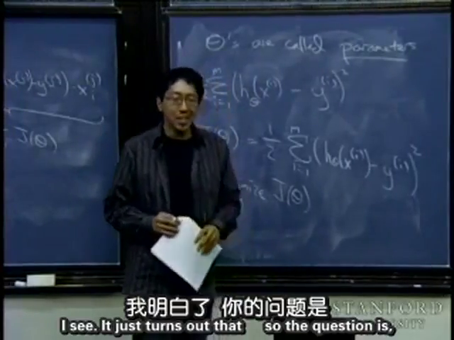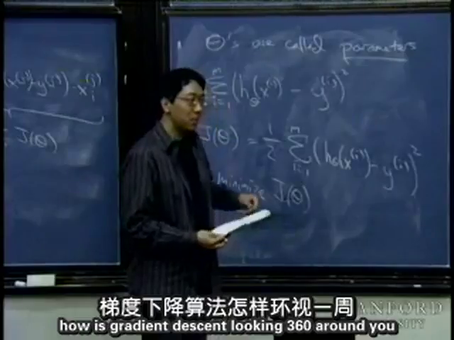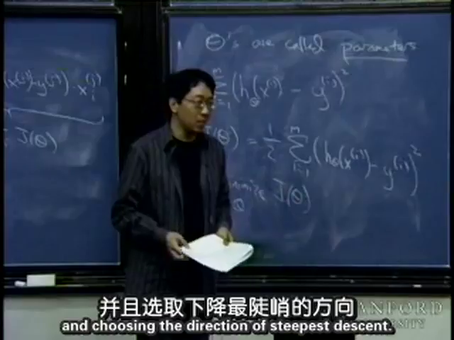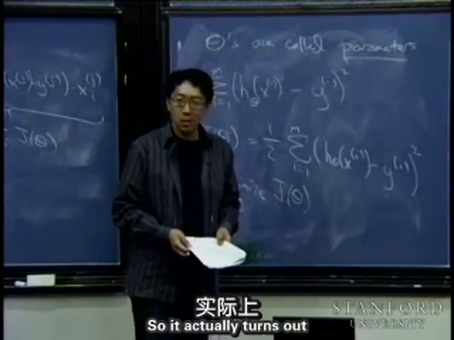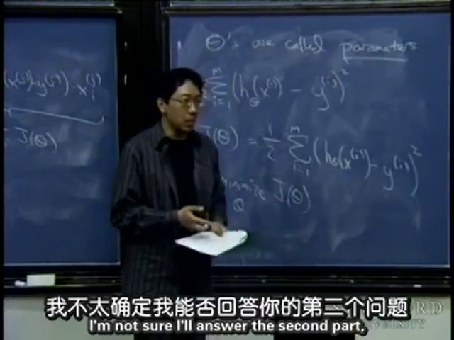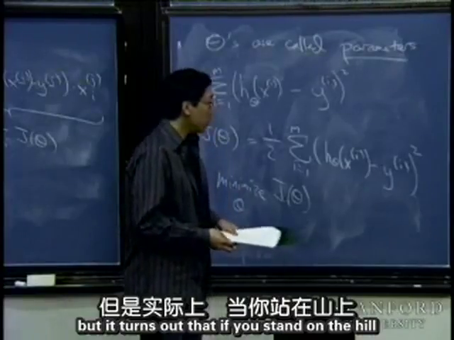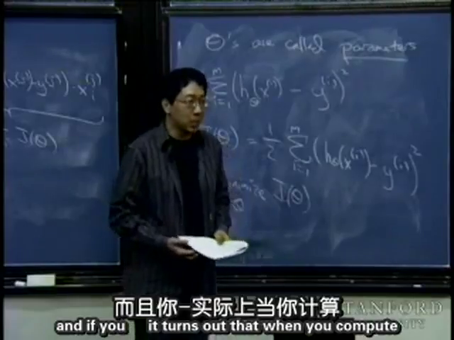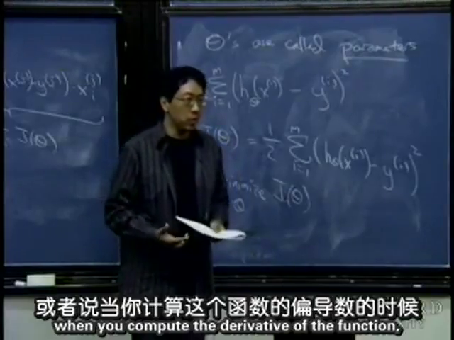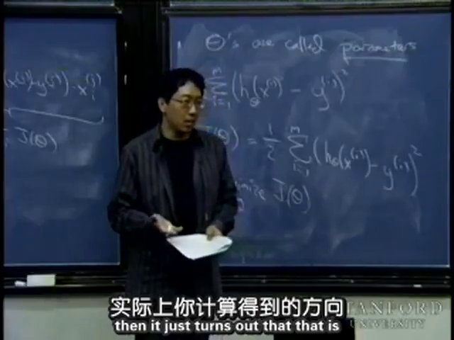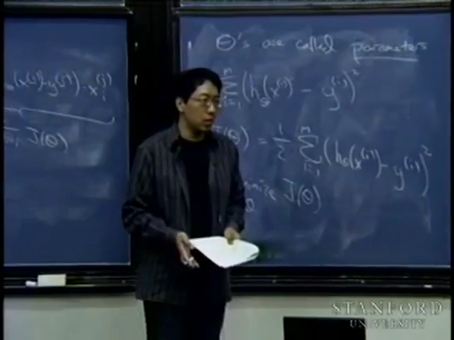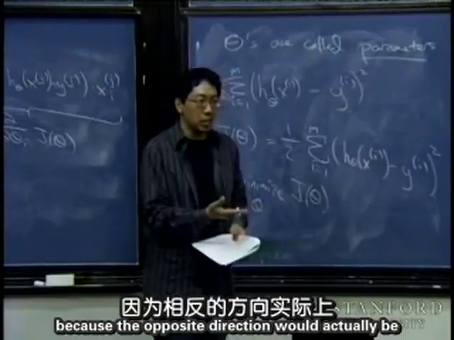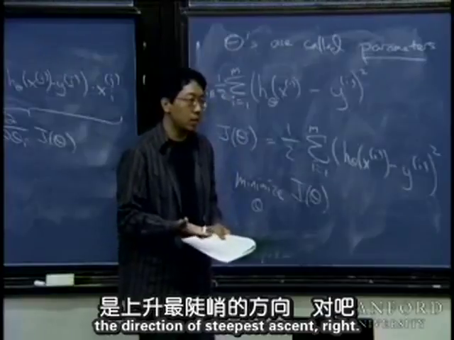I see. Okay. So the question is how is gradient descent looking 360 around you and choosing the direction of steepest descent? Left or right? It turns out that when you compute the gradient of a function, when you compute the derivative of a function, that is indeed the direction of steepest descent. But I just want to point out, you would never want to go in the opposite direction because the opposite direction would actually be the direction of steepest ascent, right?